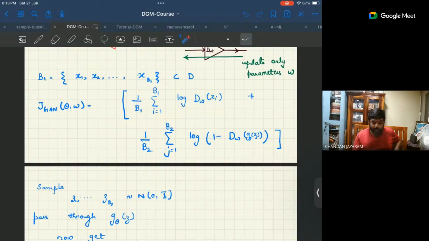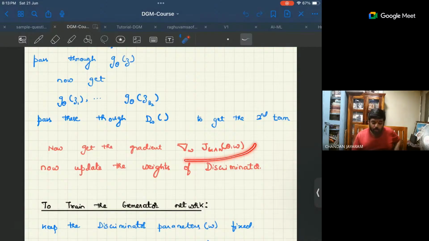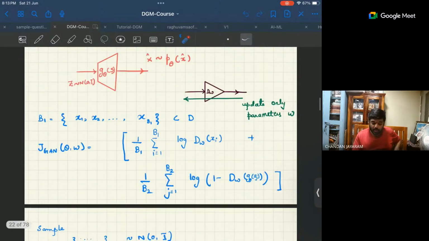So now you have obtained this and this. Now you can take the gradients and update them. You have got the loss function, and with respect to that loss function, you obtain the gradients only till here. You will not be going further. You'll be only updating till here.